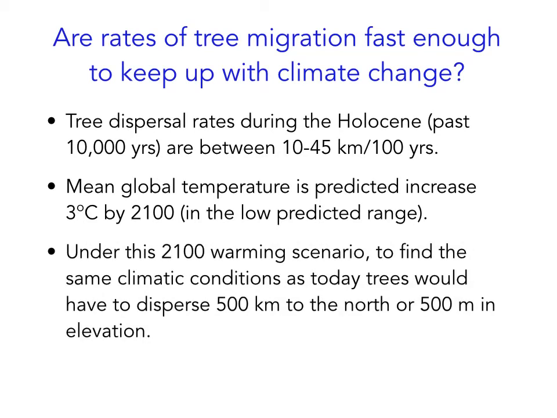Under this 2100 warming scenario, to find the same climatic conditions as today, trees would have to disperse 500 kilometers to the north or 500 meters in elevation. The question for you is, is this possible? Since we aren't meeting in the classroom for this lecture, go ahead and answer the question on a sheet of paper and turn it in at our next lecture.